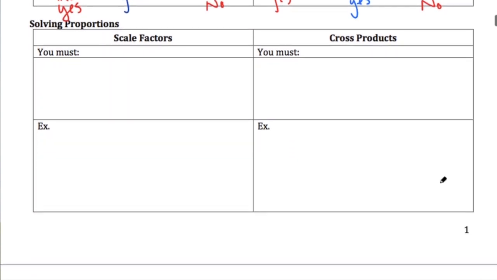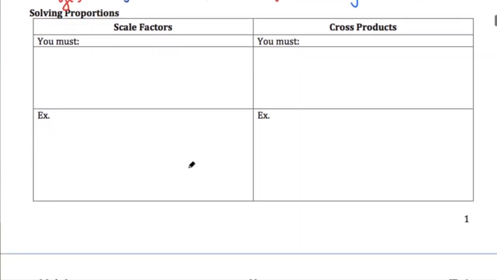Okay, what happens if we're looking to solve? We talked about in our definition that sometimes we might be having a missing number and we have to find that number. So if you're using the scale factor method to solve proportions, what must you do? You must write the scale factor and the arrow just like before, and you must state what the variable equals.